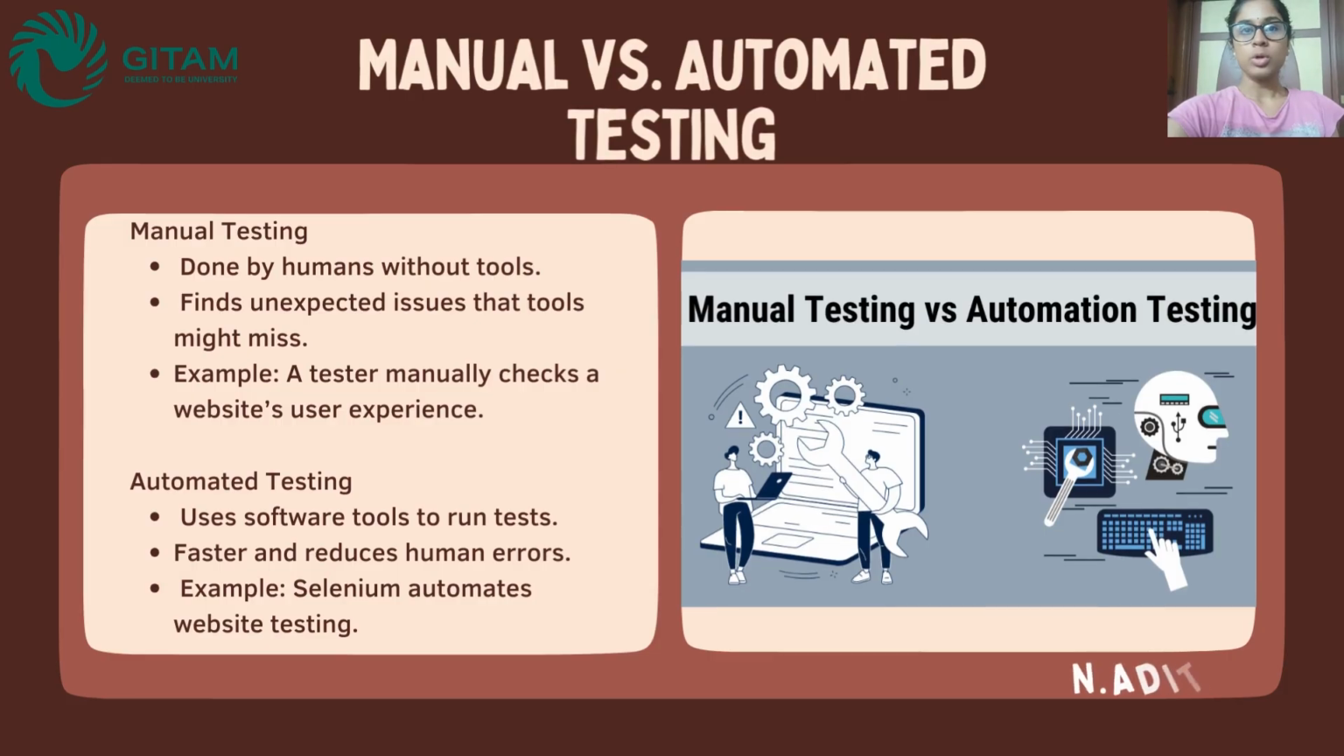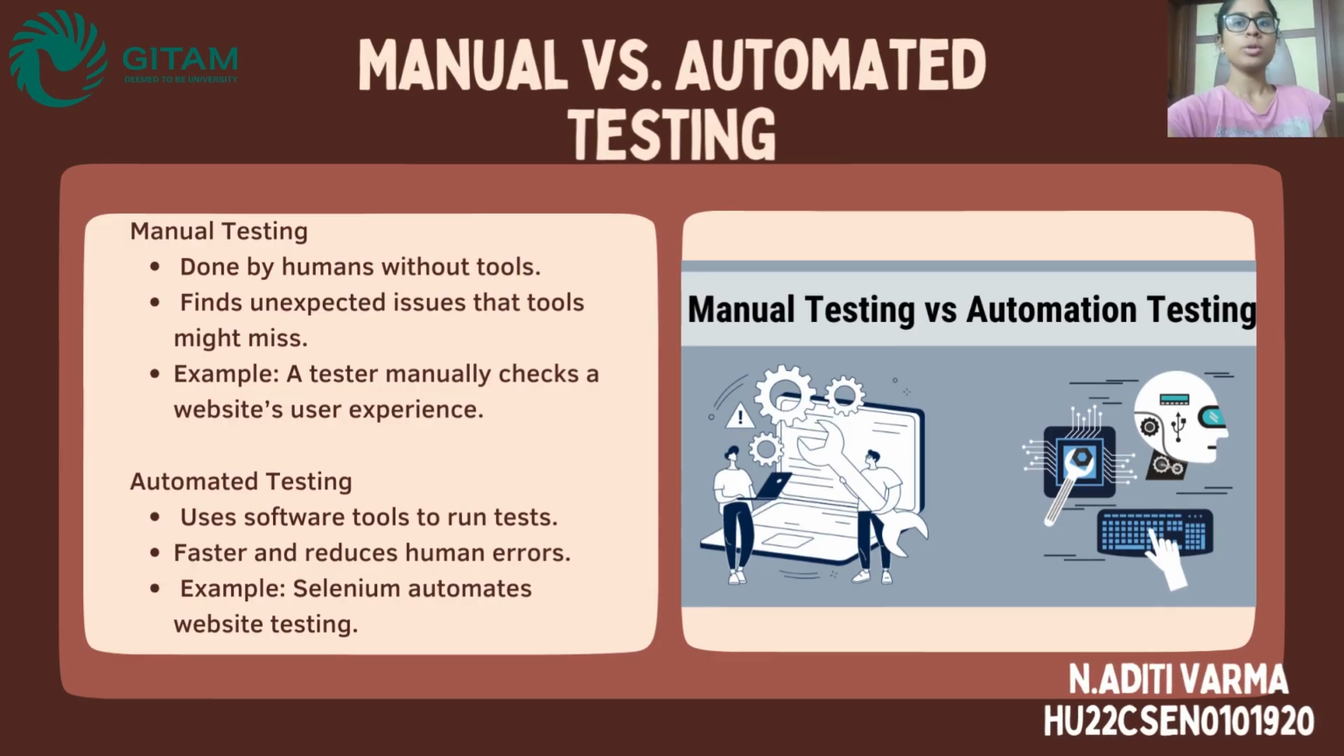So let us talk about manual testing versus automated testing. In manual testing, as the word represents, it is done by a human, where it is useful for user experience testing. Whereas automated testing uses tools like Selenium, JUnit, and Postman. So let us take an example. Netflix runs automated testing daily to ensure smooth streaming. If they relied on manual testing, it would take weeks to test all the features.